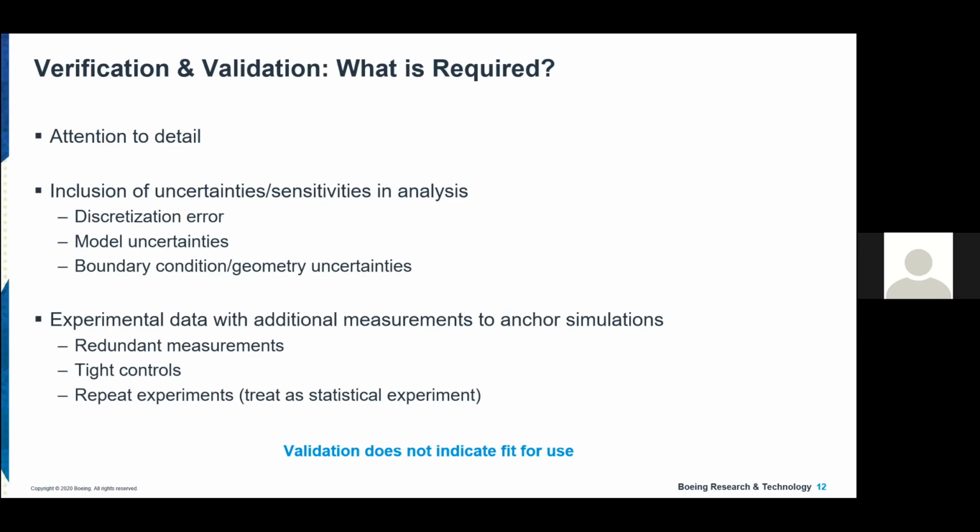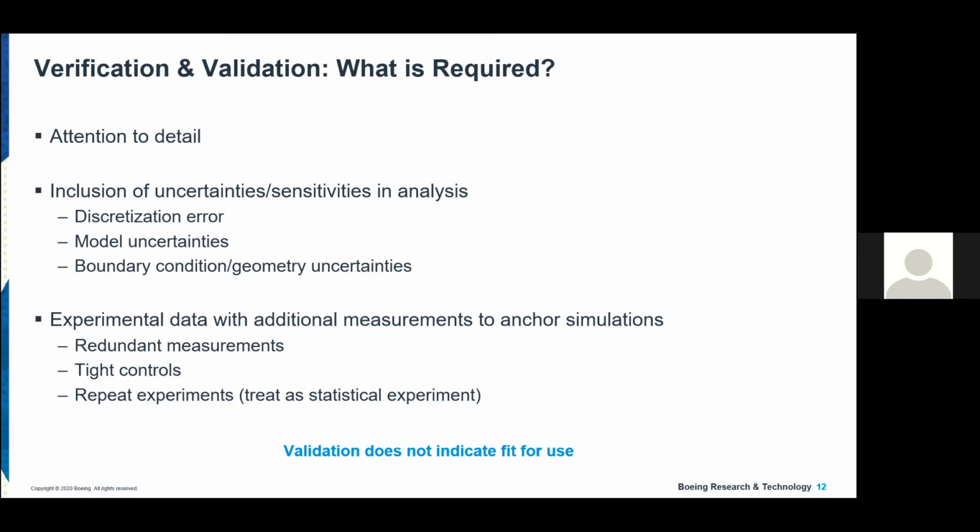It's important to include the uncertainties and sensitivities in the analysis, whether that's the discretization errors, the model uncertainties, as well as the boundary conditions and geometric uncertainties, because those are ultimately what you're trying to gauge as you start to build up your P box. And then lastly, you need to have experimental data with additional measurements to anchor the simulation.